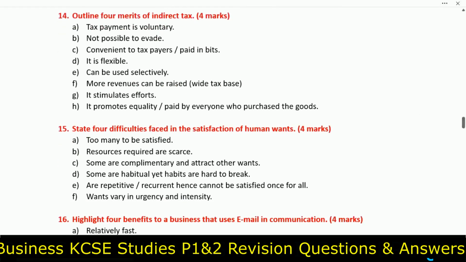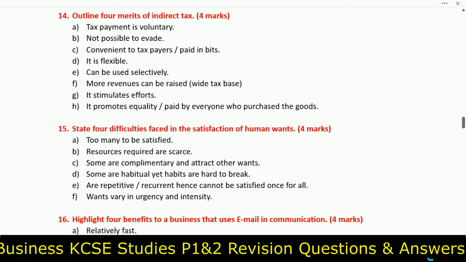Question number 14, outline 4 merits of indirect tax. Number 1, tax payment is voluntary. Number 2, not possible to evade. Number 3, convenient to taxpayers. Next, it is flexible. Next, can be used selectively. Next, more revenue can be raised.